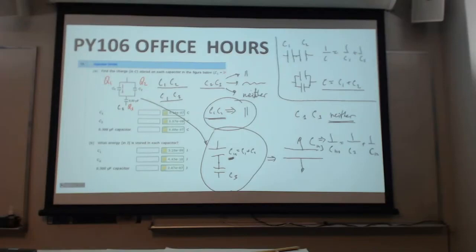Each capacitor may have its own voltage across it, in general. But because these capacitors are connected in a special way, you know that for these two capacitors, the voltage is supposed to be the same, because voltage is just the potential difference between these two points.